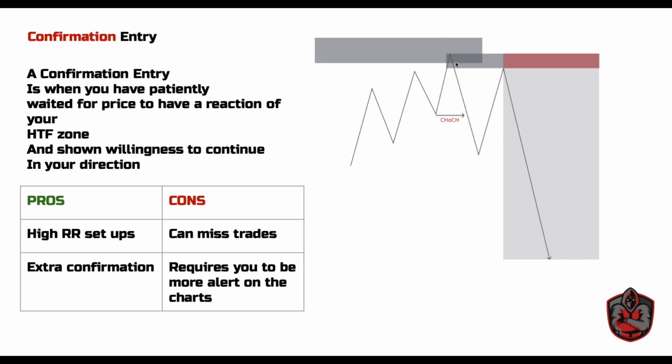Now usually when price does react off your higher time frame zone, you want to wait for it to break the low and then monitor how price pulls back and which zone to go off of. So it does require more time on the charts.